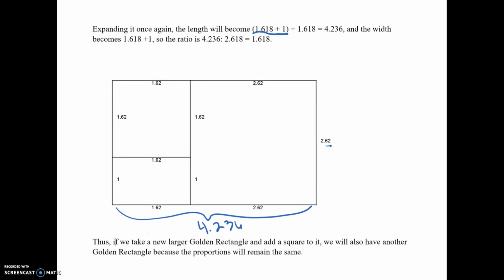So if we take this new larger golden rectangle and add a square to it, we'll also have another golden rectangle, because the proportions will continue to remain the same. And if I could keep doing that infinitely, I will always get a golden rectangle.